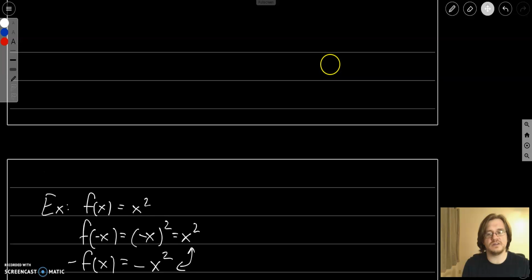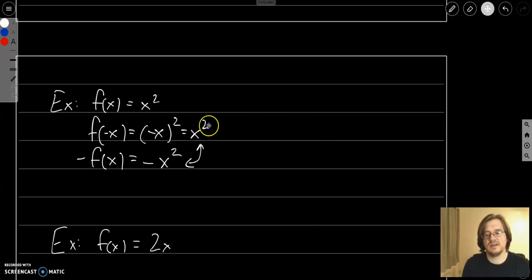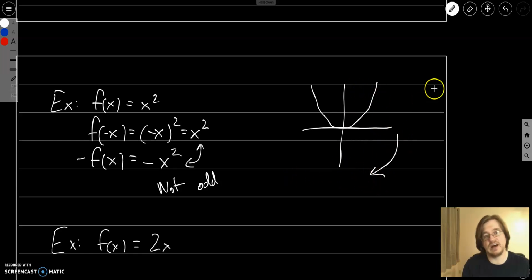So to be an odd function, f of negative x has to be equal to negative f of x. f of negative x and negative f of x are not equal. So this is not odd. So again, this is a parabola. And we can see that this does not have the rotational symmetry. So this is not an odd function. It doesn't have symmetry about the origin.